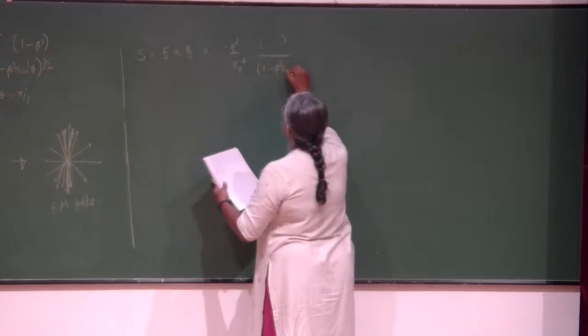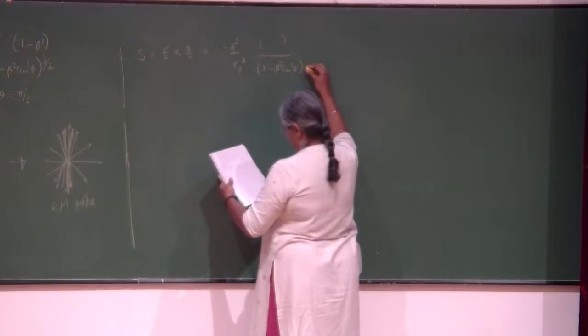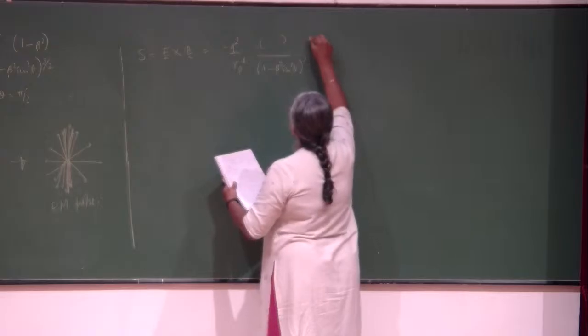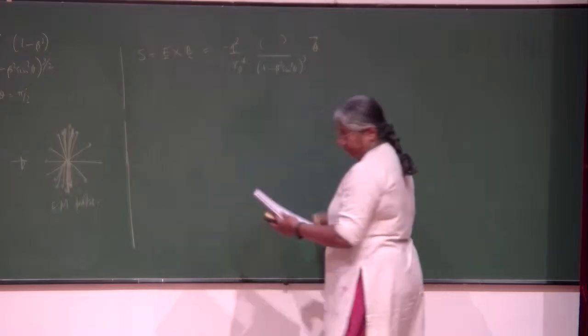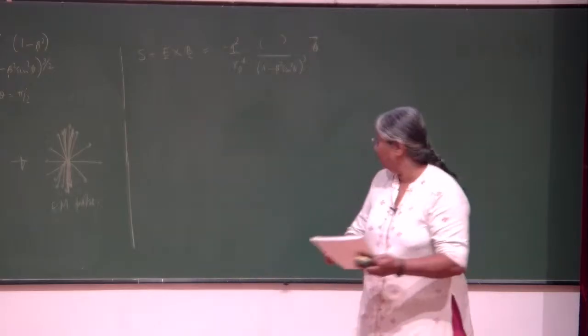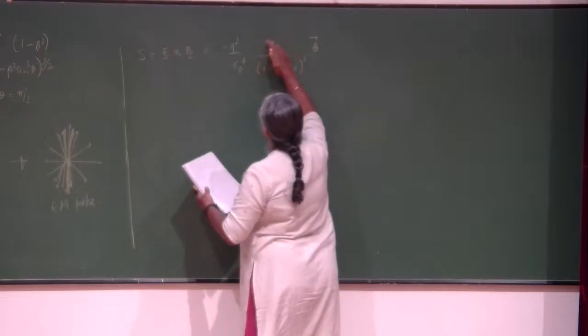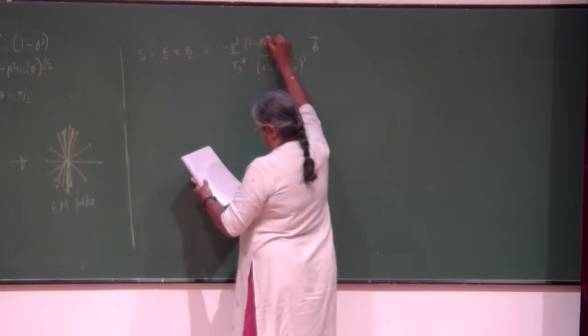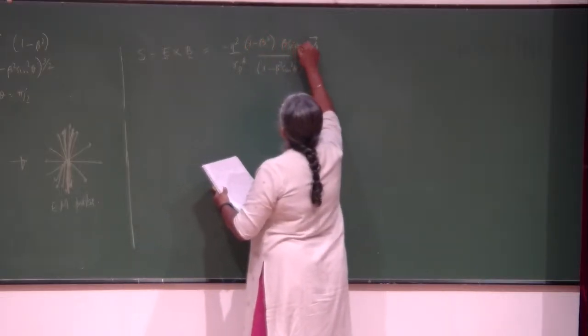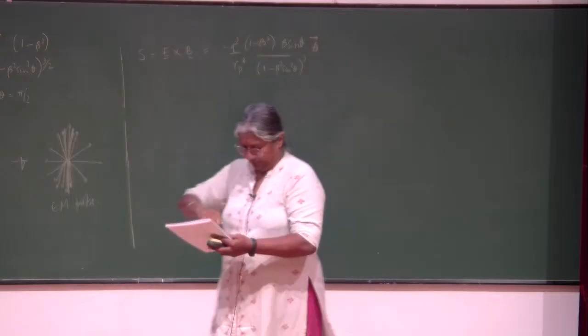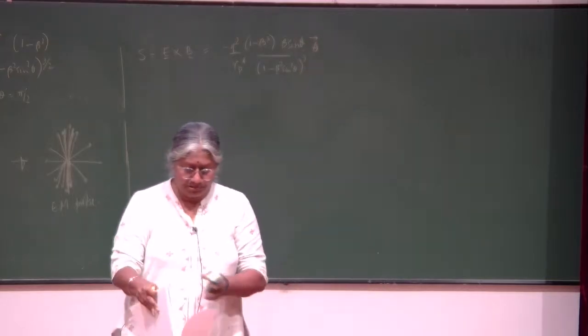Same denominator, that will not change except for the power, and it will be in the direction of theta. If you want, I can fill this in, having written so much. Okay. So this is the Poynting vector.